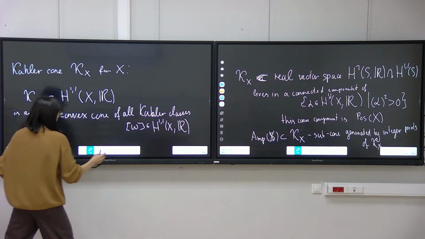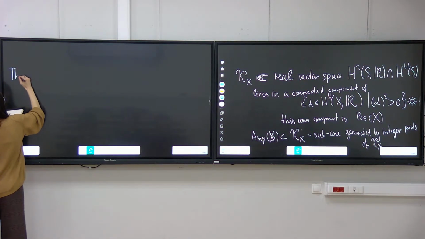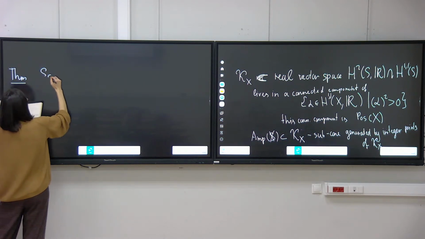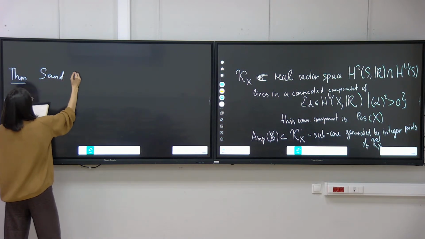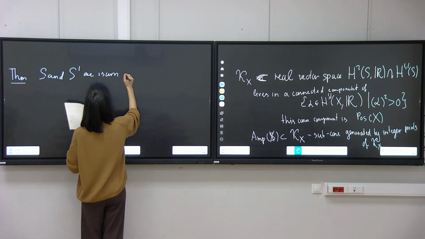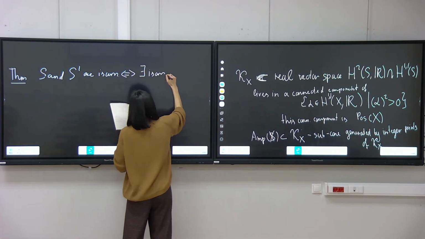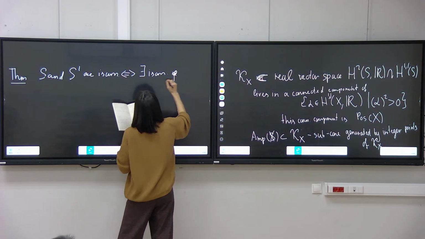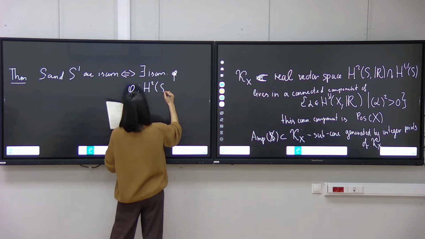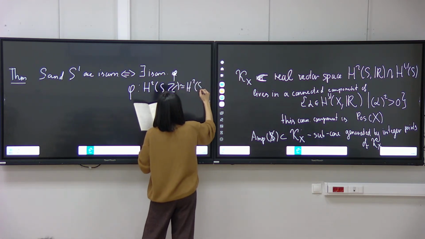Okay, and now let me formulate the statement of the Torelli theorem in full generality. So, as I said before, S and S' are isomorphic if and only if there exists an isomorphism phi between the corresponding Hodge structures.